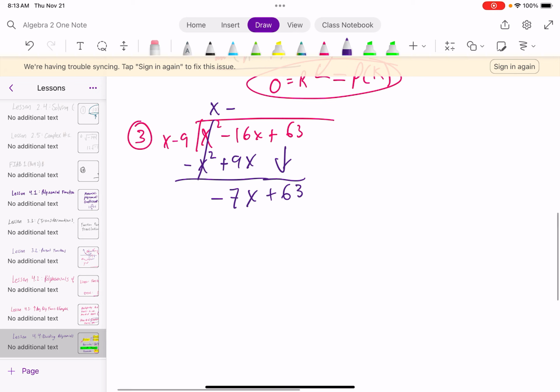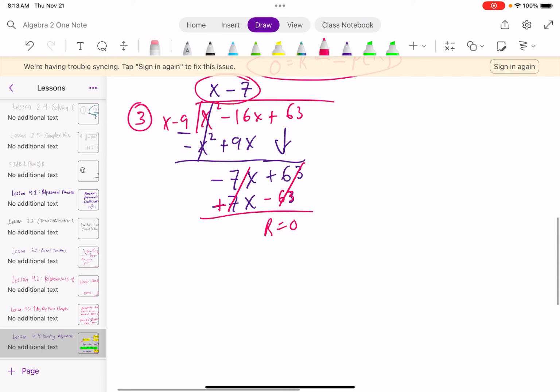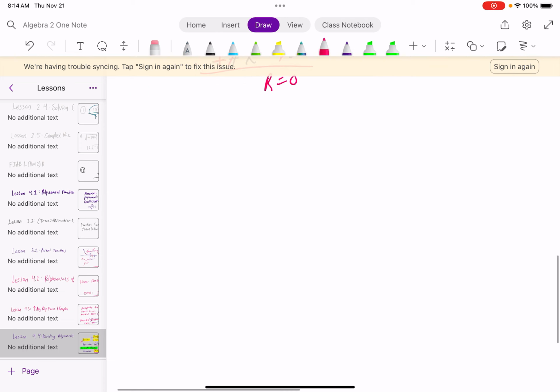Now, negative 7 times x will give me negative 7x. I'm just trying to copy them, right? And then there's a second term here. So negative 7 times negative 9 is positive 63. And look at that. If I multiply by a negative, this is now positive. And this is now negative. Remainder 0. So this is a factor. Number 4.